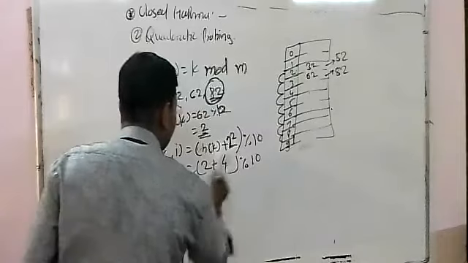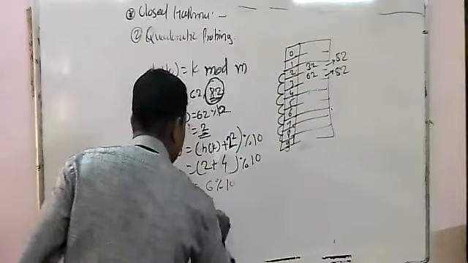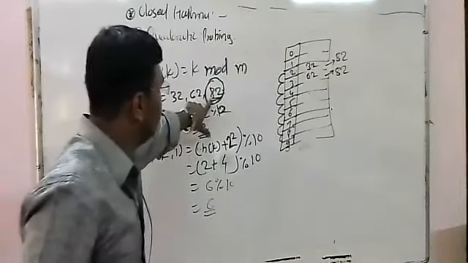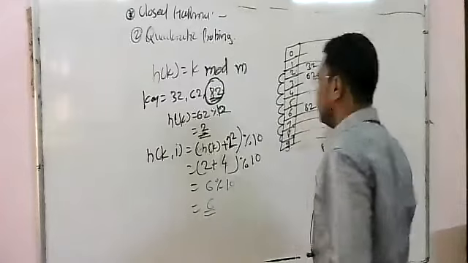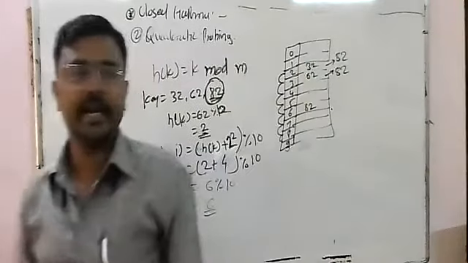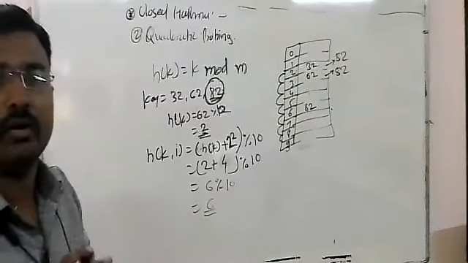4 plus 2, 6 mod 10. What will be the value? 6. Means this 82 is now stored at position 6. See, this is nothing but quadratic probing.